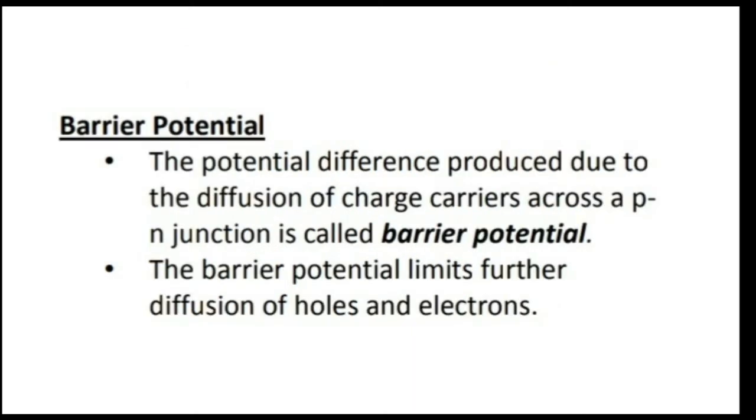Now, the potential difference produced due to the diffusion of charge carriers across the PN junction is called the barrier potential, and this potential barrier limits the further diffusion of holes and electrons across the junction. So that is why the word barrier.